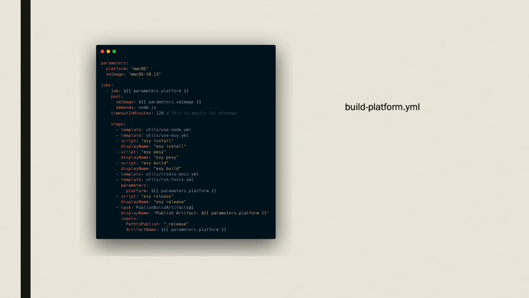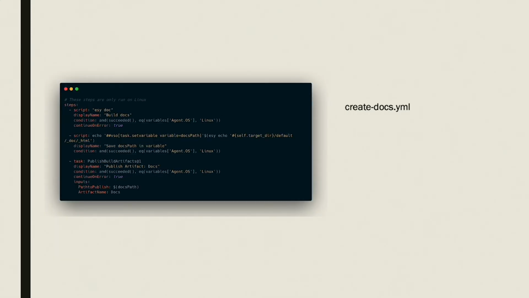That is basically, we will use Node. We install Easy globally. Then we run Easy install, Easy PC in my case, because I'm using PC to bootstrap it. We run Easy build, and then we create docs with odoc. I will go into those templates a bit more as well. And then we run the tests, and we run Easy release, and then we publish the released folder. And the docs is using odoc.